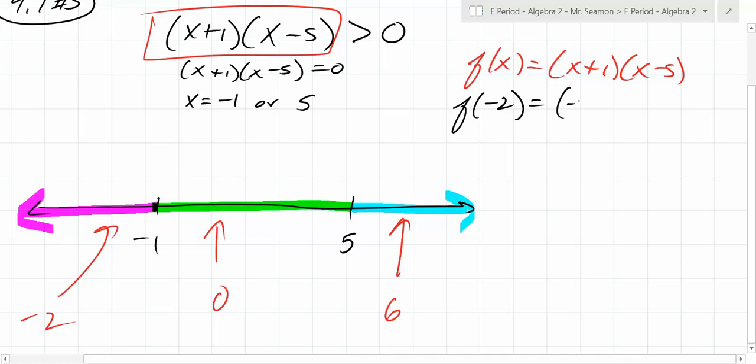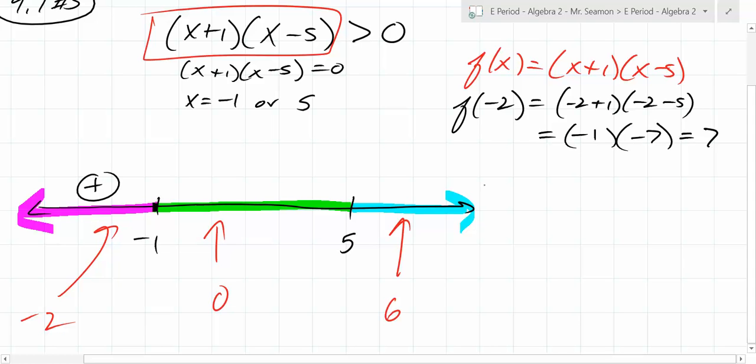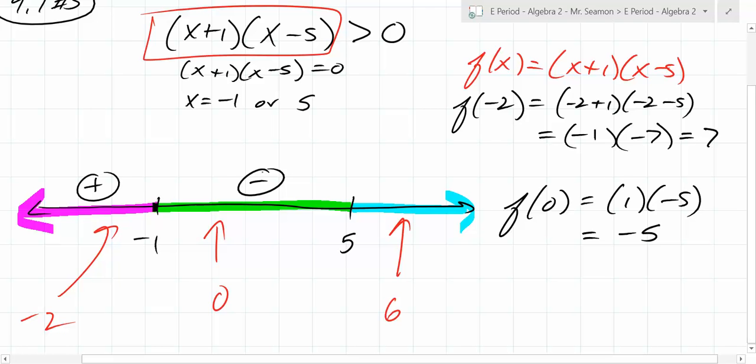That's going to be -2 plus 1 times -2 minus 5. That's going to be -1 times -7, which is 7. So it's positive right there. And then you do f of 0, which is going to be 1 times -5. What's that going to be? -5. So it's negative right there.